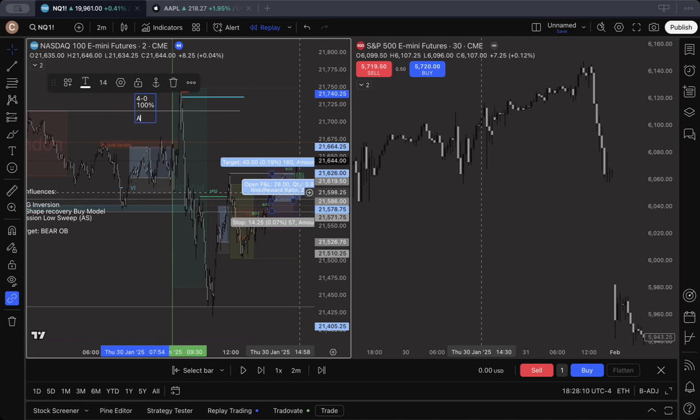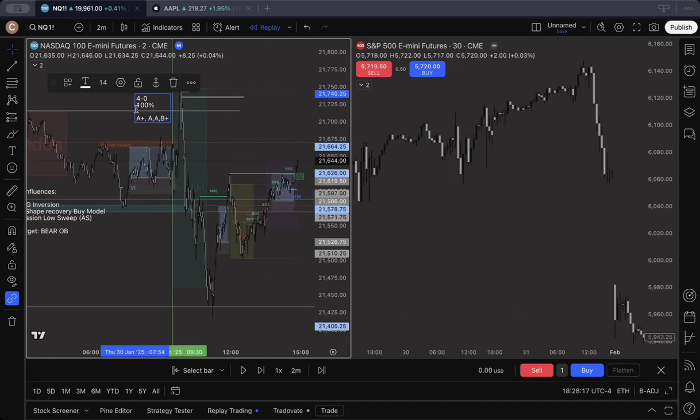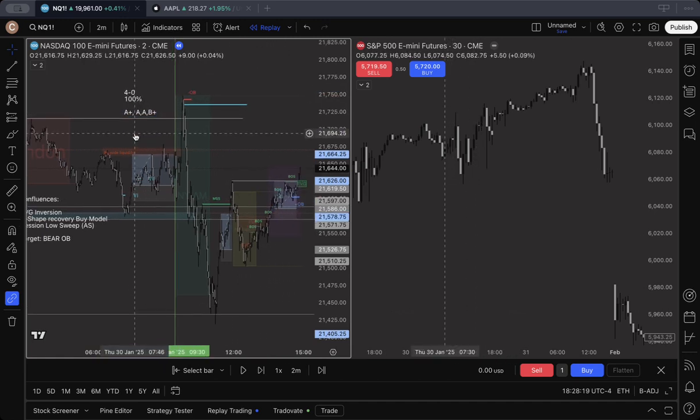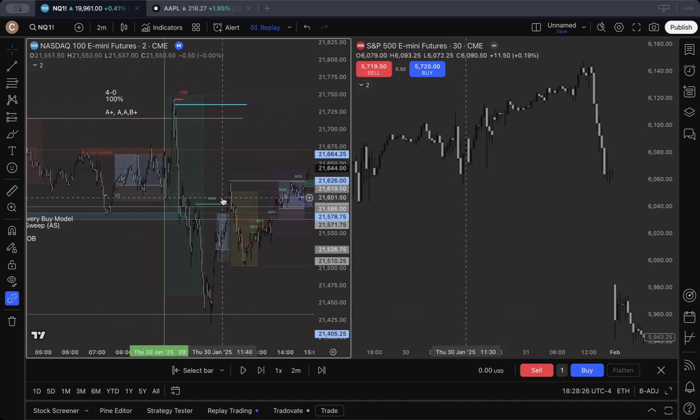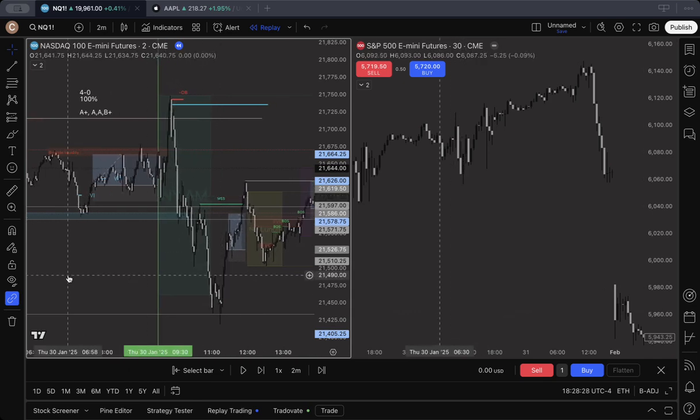All the models, we had A plus, A, A, and a B plus. So most of the ones I took mirrored my models. Great trades, great risk rate. Ended up all going 4-0, which was a great session. This is going to be the end of the backtesting session.